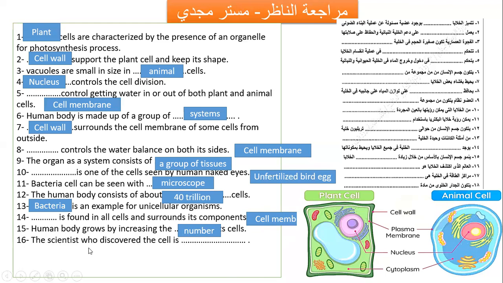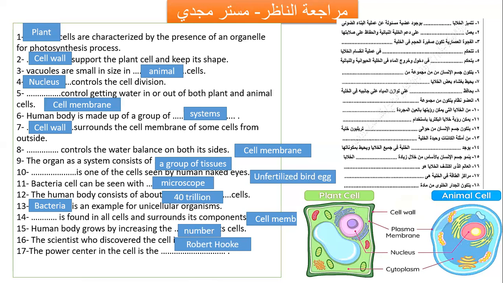16, the scientist who discovered the cell, the first scientist to use a microscope and look at some parts of cells, is Robert Hooke. Yes. So Robert Hooke was the first one to use a microscope, and the first one to call the small boxes he had seen under the microscope cells. So Robert Hooke was the scientist who discovered the cell.